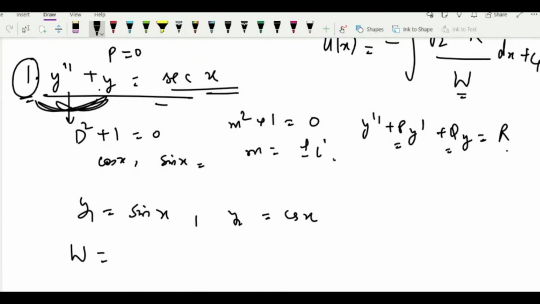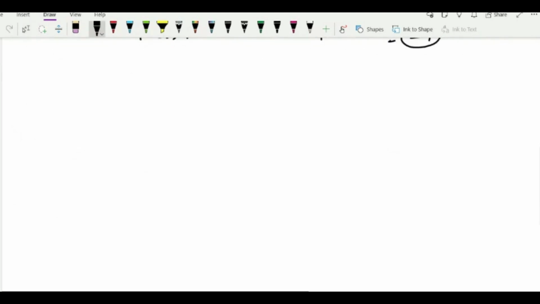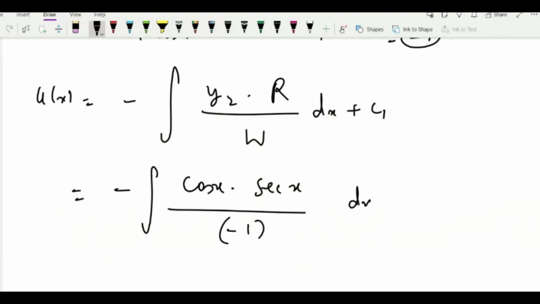To find the Wronskian of y1 and y2, writing y1, y2, and their derivatives: cos x, minus sin x. So the Wronskian will be given as minus sin square x minus cos square x, which is equal to minus of sin square x plus cos square x, which is 1. So minus 1 is the value of the Wronskian. Just substitute these values in u(x). u(x) is equal to minus integration of y2 into r upon W dx plus c1, which is equal to cos x into r as secant x and the Wronskian as minus 1, dx plus c.